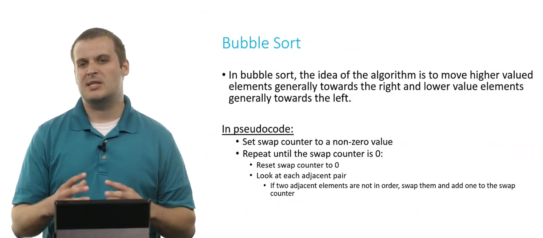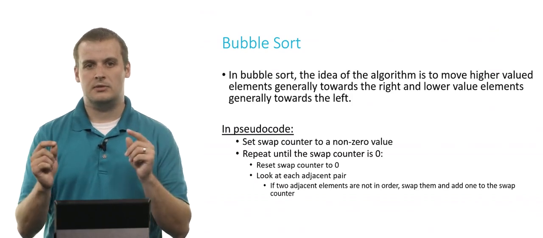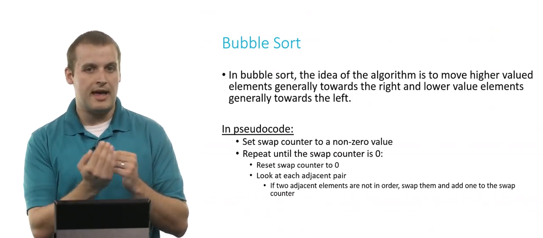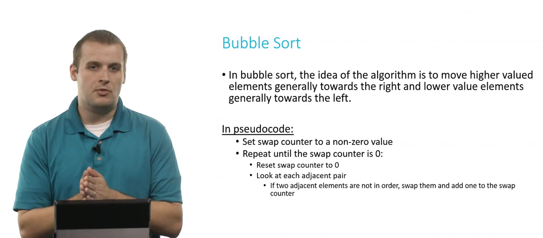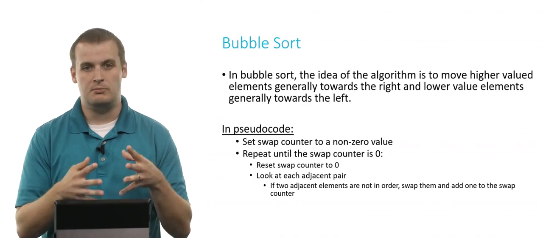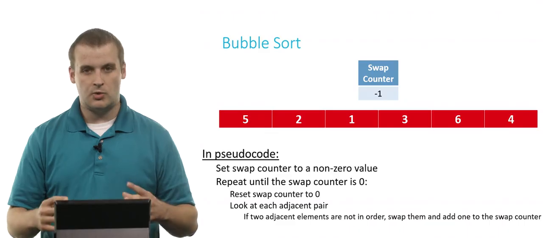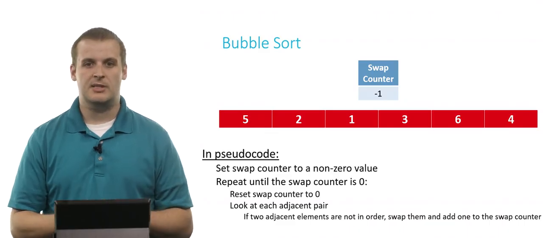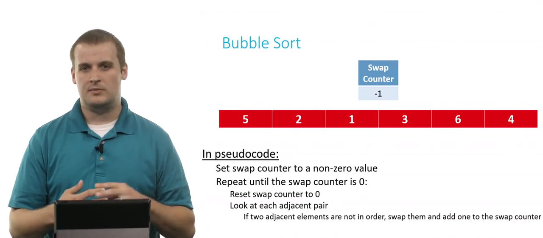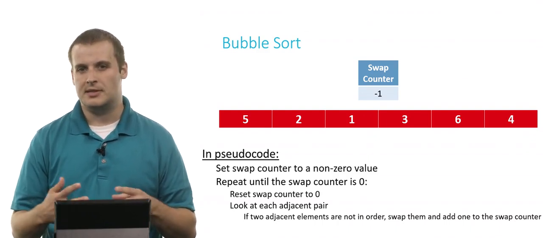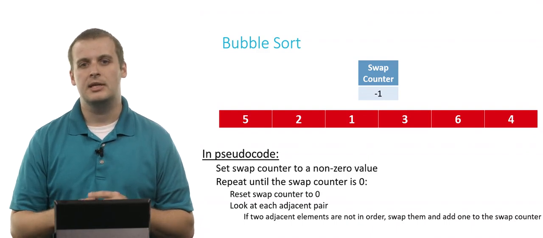If you're thinking about this before we visualize it, notice that this will move lower valued elements to the left and higher valued elements to the right, effectively doing what we want to do, which is move those groups of elements in that way. Let's visualize how this might look using our array that we use to test out these algorithms. We have an unsorted array here, again, indicated by all of the elements being in red. And I set my swap counter to a non-zero value. I arbitrarily chose -1.